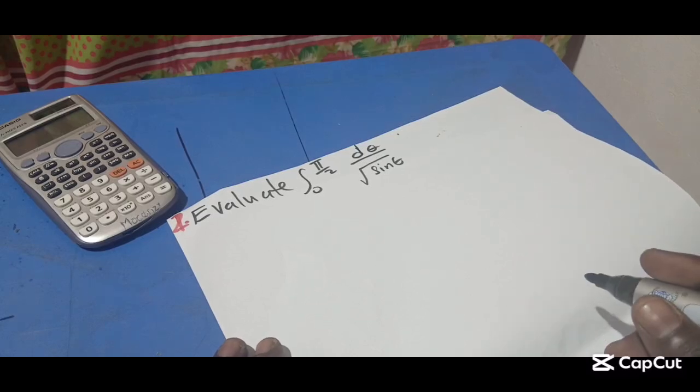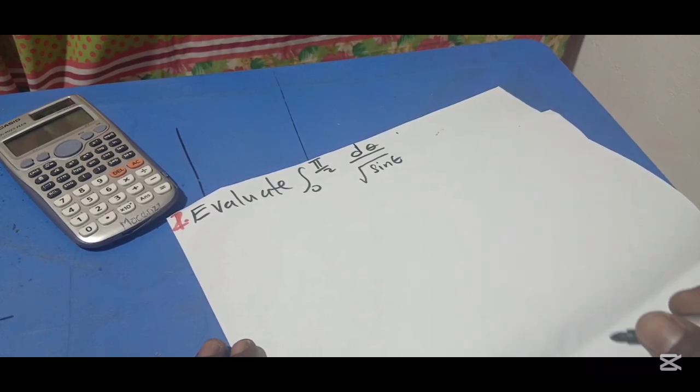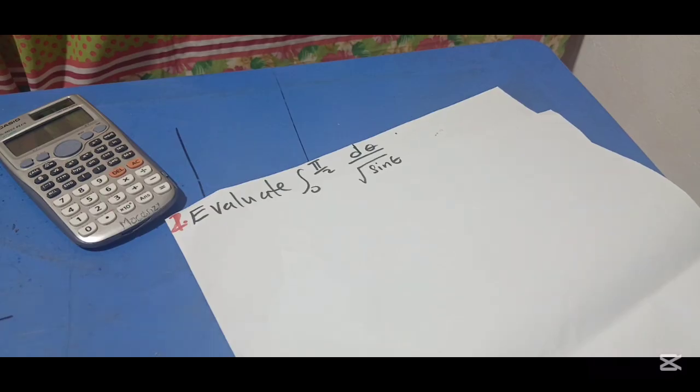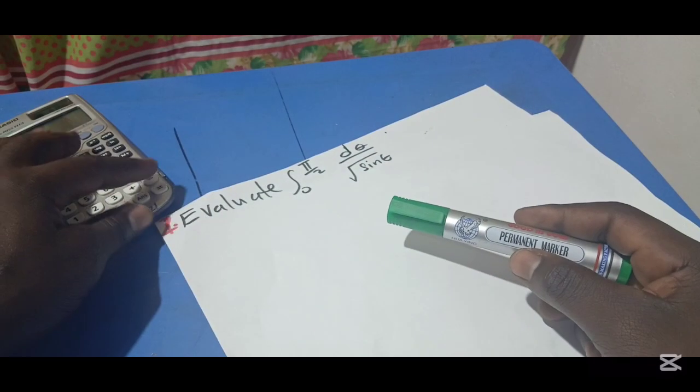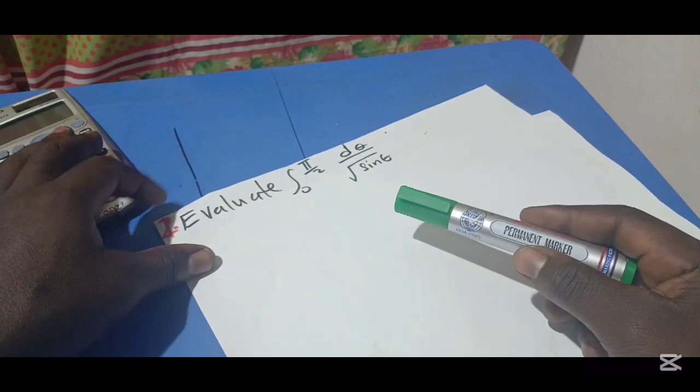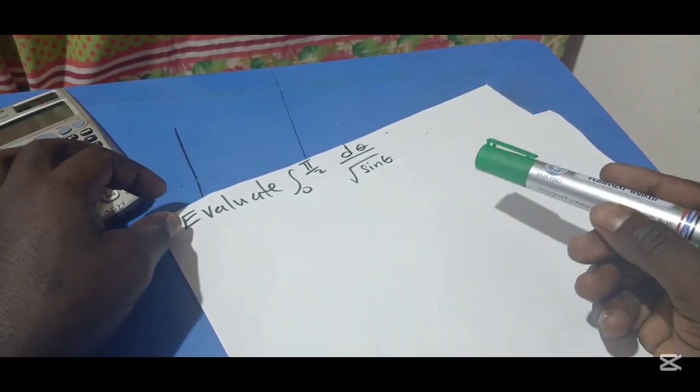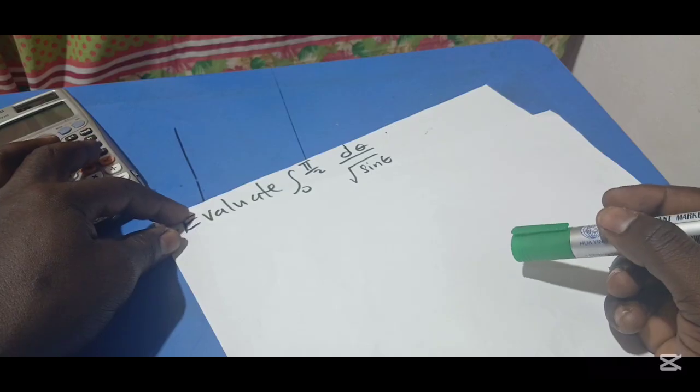Welcome to LID Academy. In this video we are going to continue calculations using the idea of beta functions, and specifically we are going to be dealing with trigonometric functions. Before we continue, there are some formulas we need to know.